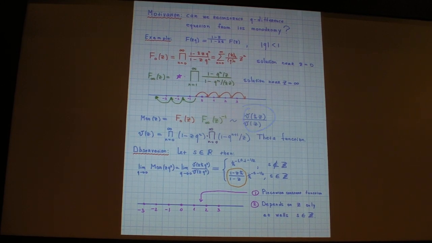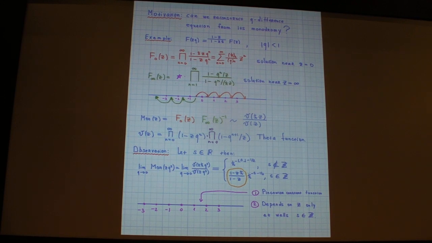Well, theta denotes the classical Jacobi theta function here. All right. In this case, that's the monodromy. Well, let's suppose I want to solve my question the following way. Suppose for some reason, maybe from somewhere, I know the answer for the monodromy. So in this case, I know this ratio of functions. Can I get back and reconstruct my difference equation?